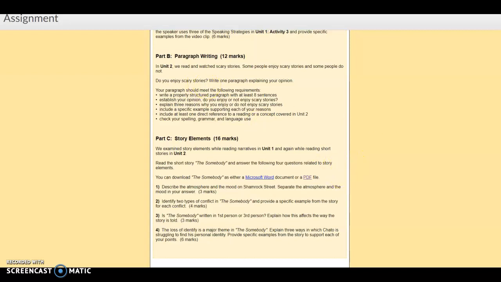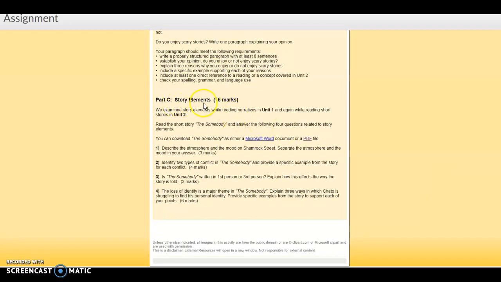So that's part B. And then lastly, part C is on story elements. We've covered story elements twice already this semester, when we were reading narratives in Unit 1 and when we were reading short stories in Unit 2. So when we say story elements, we mean character, plot, point of view, setting, theme, right? Those are the major elements that we looked at.